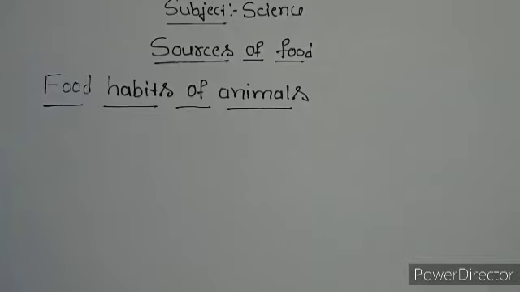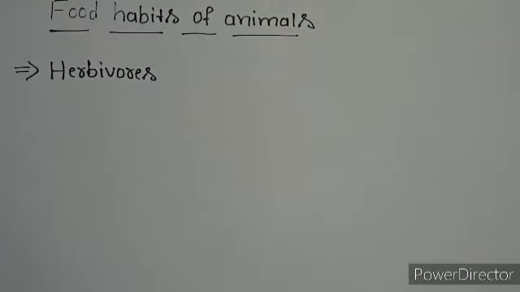Different animals have different eating habits. Based on their food habits, animals are divided into several categories. Now let us look at the different groups of animals, the different categories of animals based on food habits. Students, the first group of animals are herbivores, or herbivorous animals.